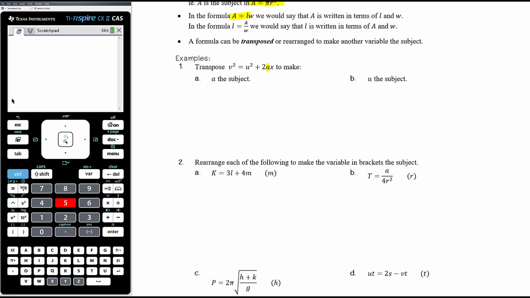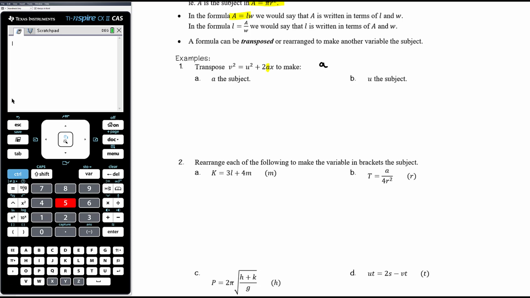So here we want to focus on what is happening to a, because a is what we're trying to make the subject. We're trying to get a on its own, so what is happening to a in this expression on the right-hand side, and therefore how do we undo those things? Okay, so a is being multiplied. Now it's written in the middle, but that's the same as 2x times a. It's being multiplied by 2x, okay?